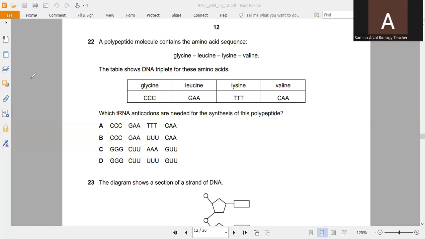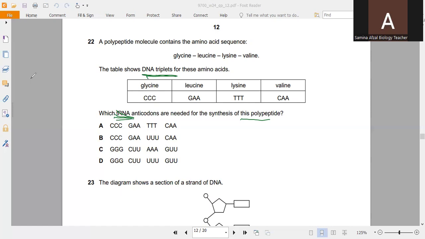You can see glycine shows three nitrogen bases: cytosine, cytosine, cytosine; leucine: guanine, adenine, adenine; lysine: thymine, thymine, thymine; and valine: cytosine, adenine, adenine. Which transfer RNA anticodons are needed for the synthesis of this polypeptide? Transfer RNA. Okay, so they are DNA triplets, so we have to find the transfer RNA.